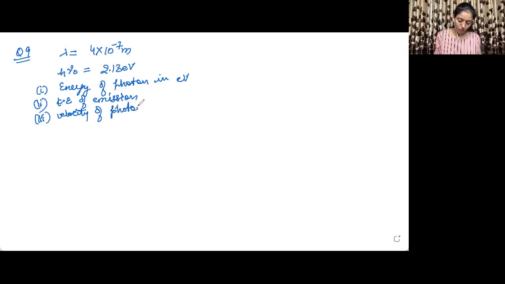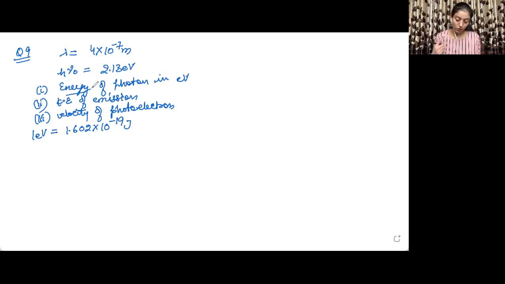Velocity of photoelectron. Now in this very question you have been given that 1 electron volt is equal to 1.602 into 10 raised to the power minus 19 joule. And it is not always given. In your exam, it may or may not be given. So you need to know what is 1 electron volt. It is equal to 1.602 into 10 raised to the power minus 19 joule. Let us now move into the first part of this question.